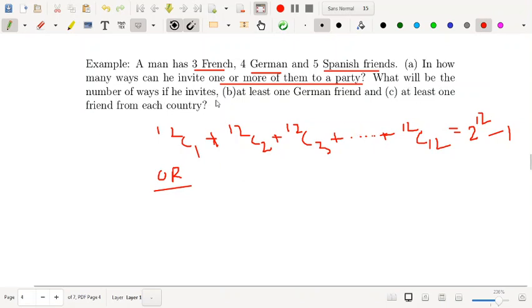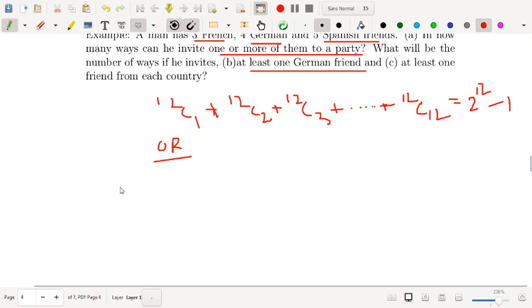What will be the number of ways if we invite at least one German friend? So he wants to invite at least one German friend. So look at the German, it is 2^4. So your answer will be in the second case, that is B. I am answering B.